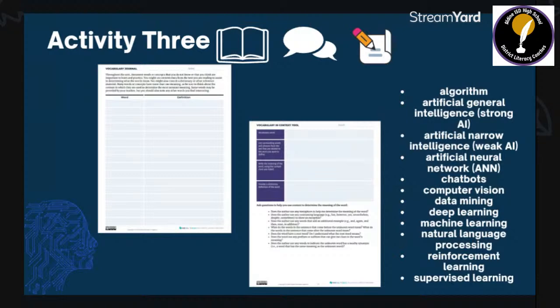For Activity 3, students will need their vocabulary journals and copies of the vocabulary and context tool. They work in groups to define the vocabulary words that their teacher assigns from the article, Glossary of Artificial Intelligence Terms from A to Z.